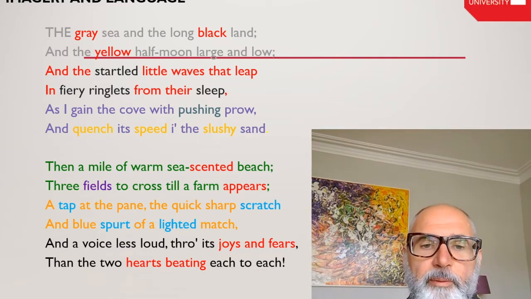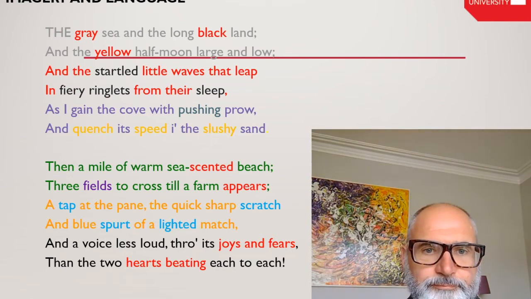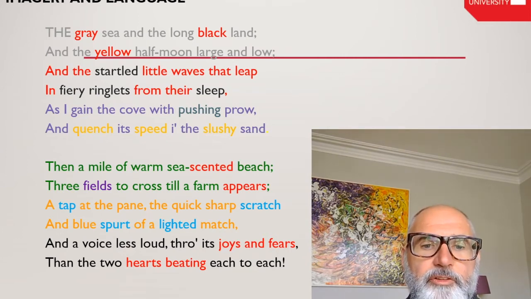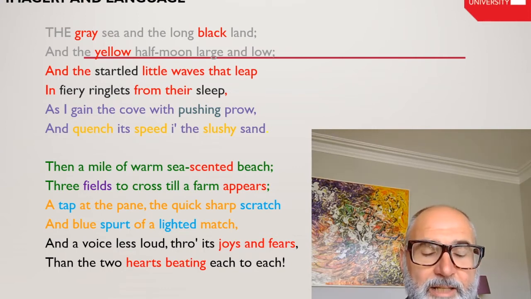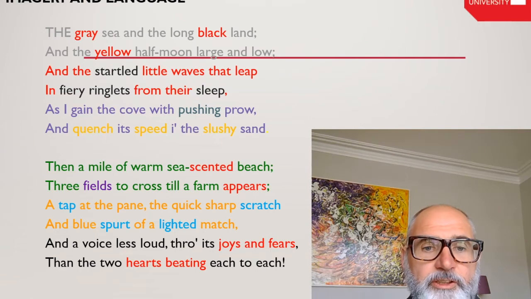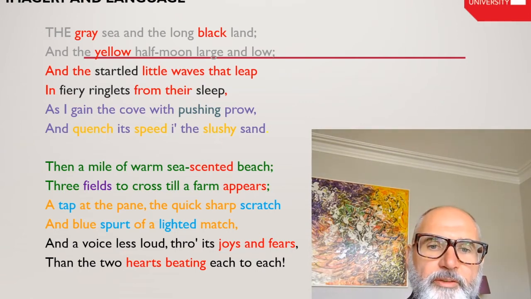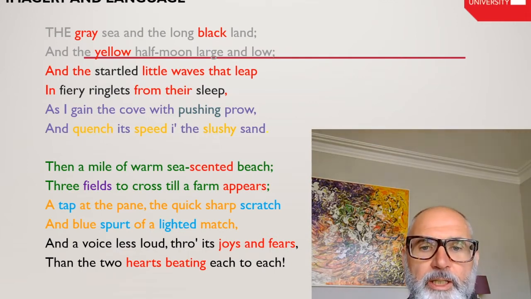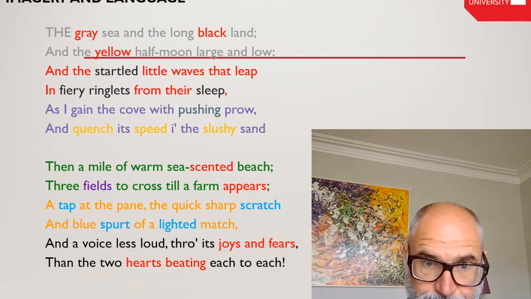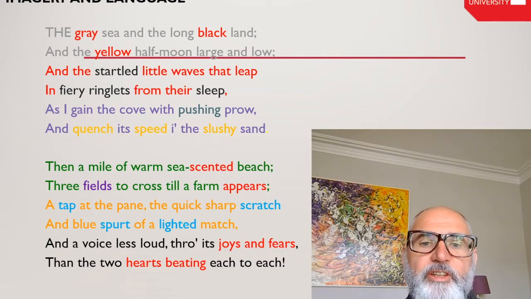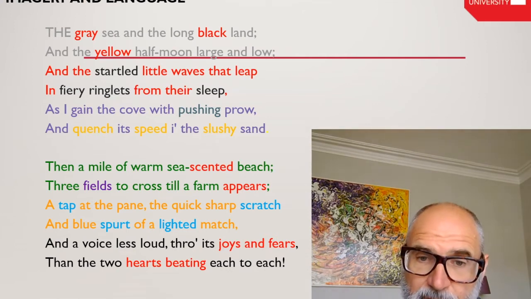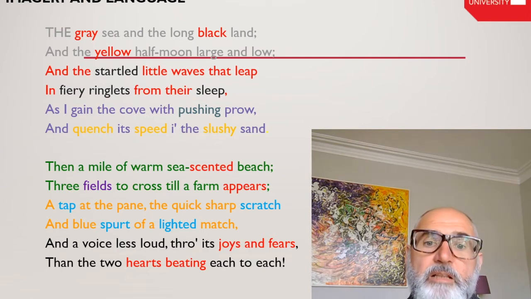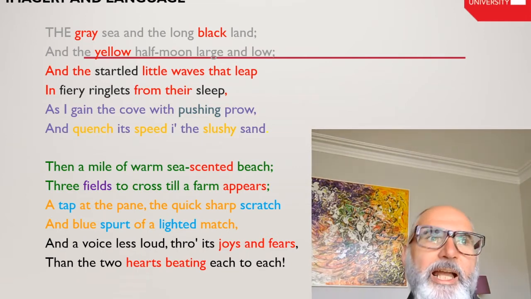So you can see the way in which the poet wants to draw our attention as readers to particular moments in the poem. The second stanza is much more about the senses. It's a sensual stanza: scented, appearing. And then this middle couplet: tap, scratch, spurt, light. Again, we've got some alliteration, but also we have very short words that are very staccato. Tap, the, pain, quick, sharp, scratch. So monosyllabic, and it draws our attention. It's the language and the rhyme, the rhyming couplet, and the idea of things happening in the middle of the stanza that draw our attention. And then this final one is about the outpouring of emotion.